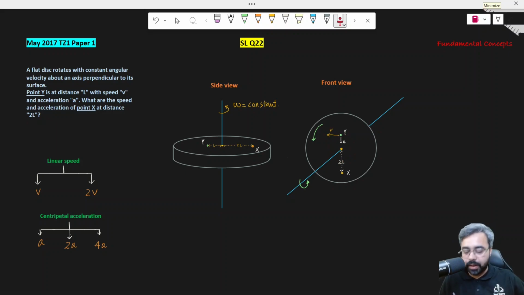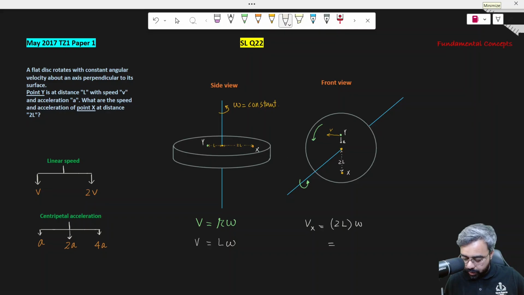So what is the velocity of point X, which is placed at twice the distance compared to Y? We can obviously apply the equation v = rω, because this is a linear velocity and angular velocity, and they are linked with each other by this equation. So for Y, v can be written as L ω, and ω is constant. For X, it should be 2L into ω, so that is 2 into Lω, which we can write as 2 times v.